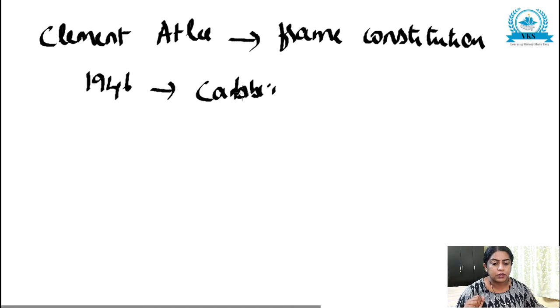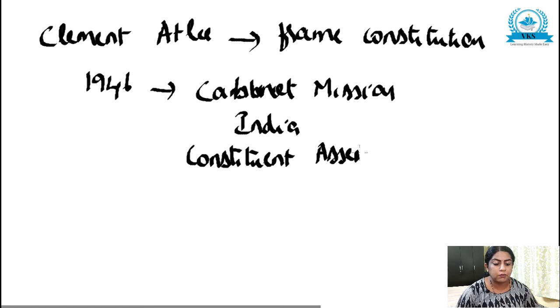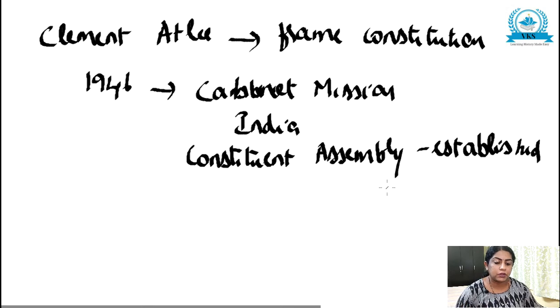It was agreed that a cabinet mission will be sent to India to resolve the issue. And as per the recommendations of the Cabinet Mission Plan, the Constituent Assembly was established. The Constituent Assembly, which was the demand of Indians, was finally established. So in 1946, the Cabinet Mission was sent to India to resolve the issues, and as per its recommendations, the Constituent Assembly was established. So this was done after Clement Attlee came to power.